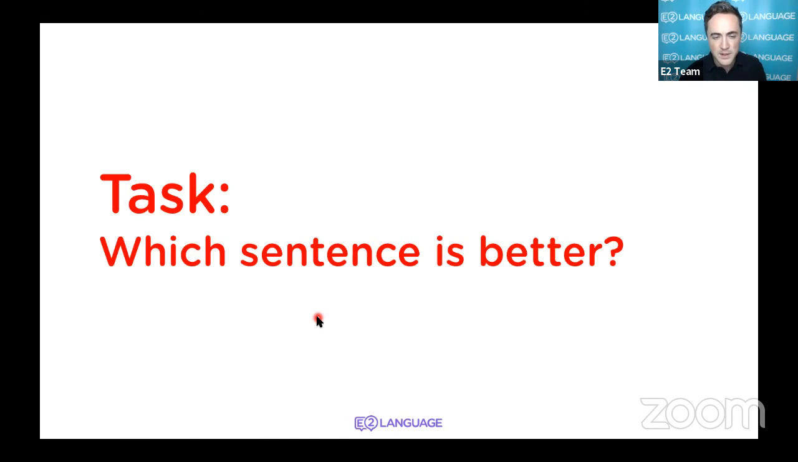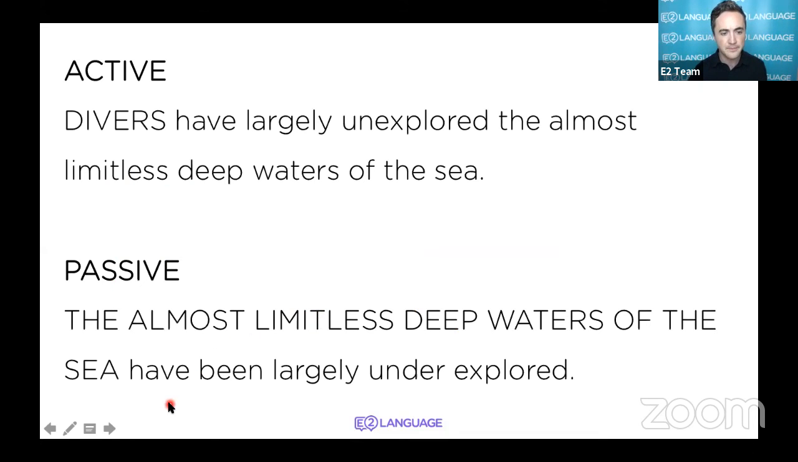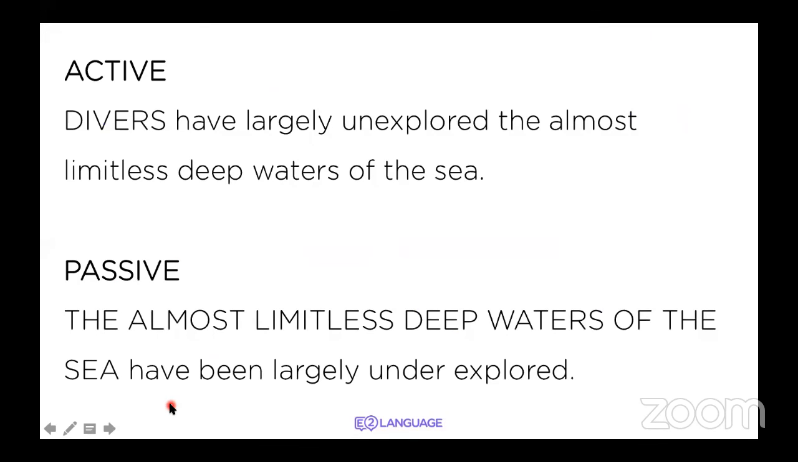So what I want you to do now is to decide which sentence sounds better. They're both correct. They're both possible, but one of them will have the emphasis in a better position. Okay, so you need to decide which subject is better. So just write into the chat, active or passive. Which sentence is better? Just take your time, read it slowly.